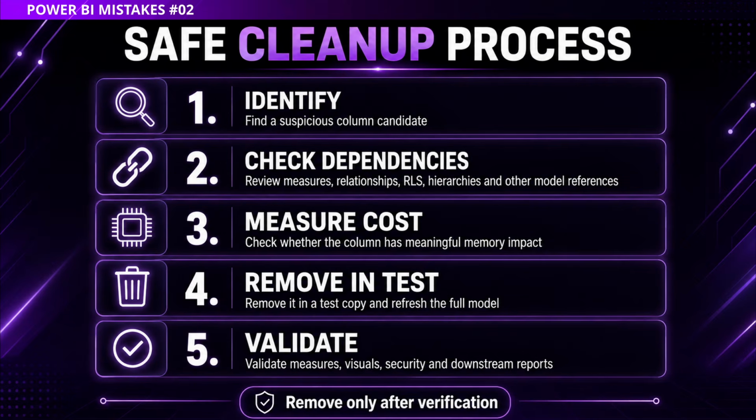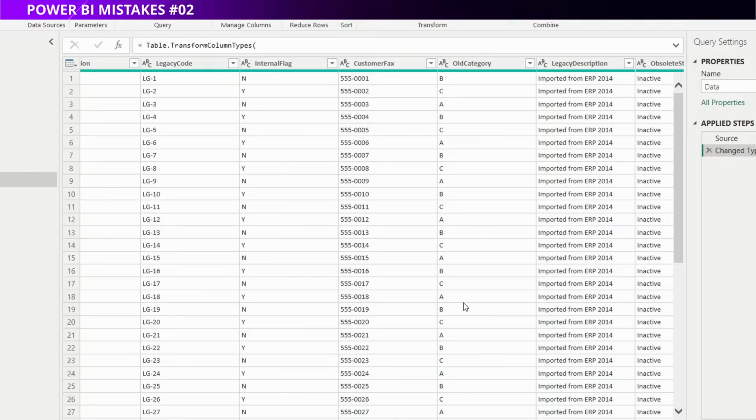A safe cleanup process has 5 steps. First, identify a candidate. Second, check model dependencies. Third, measure its cost. Fourth, remove it in a test copy and refresh the entire model. Fifth, validate measures, visuals, security, and downstream reports.